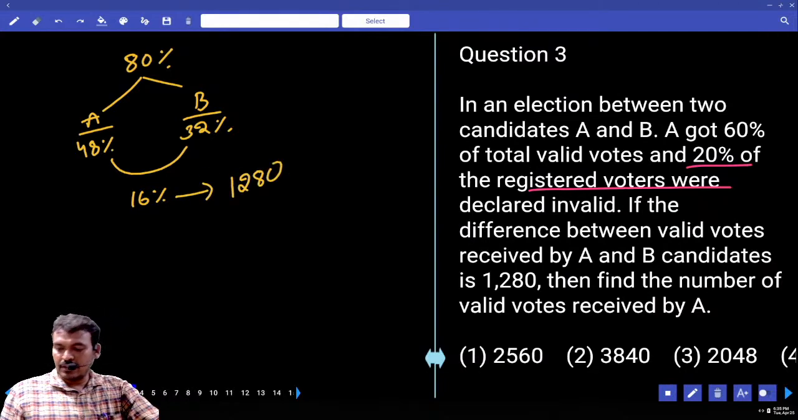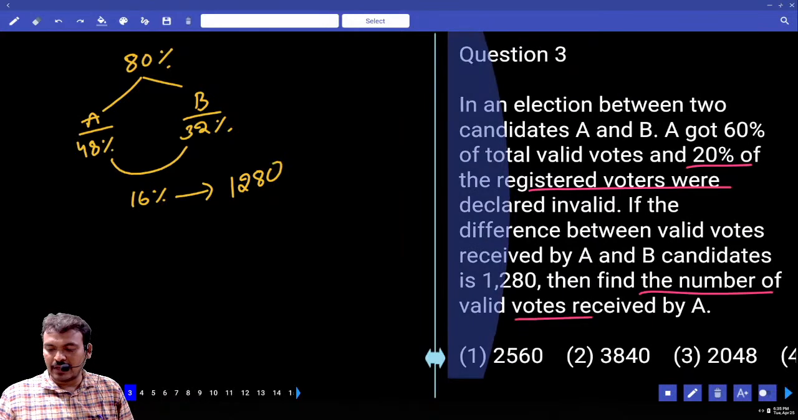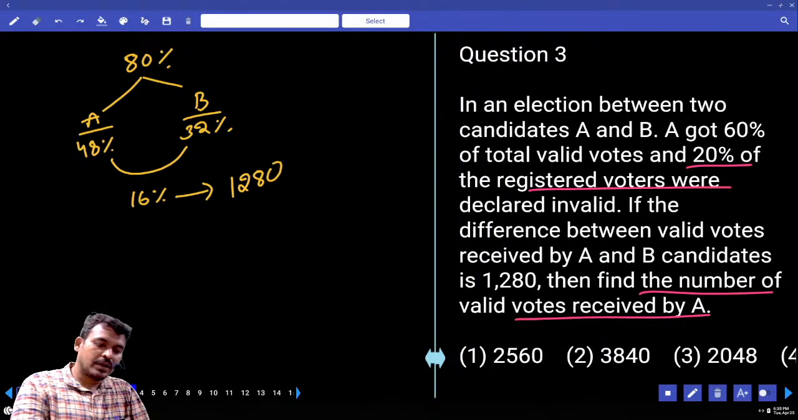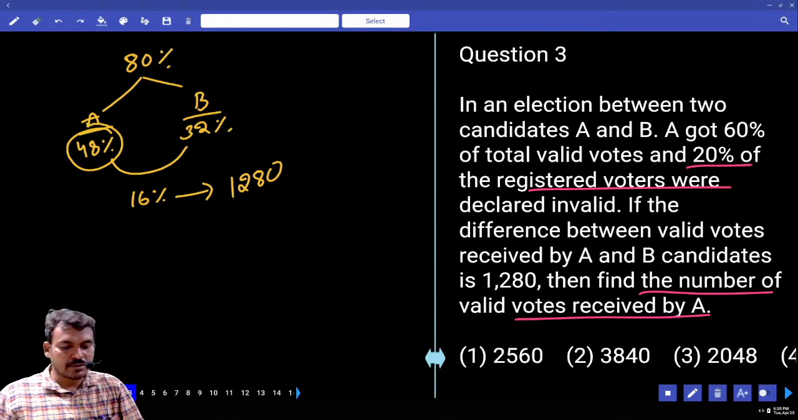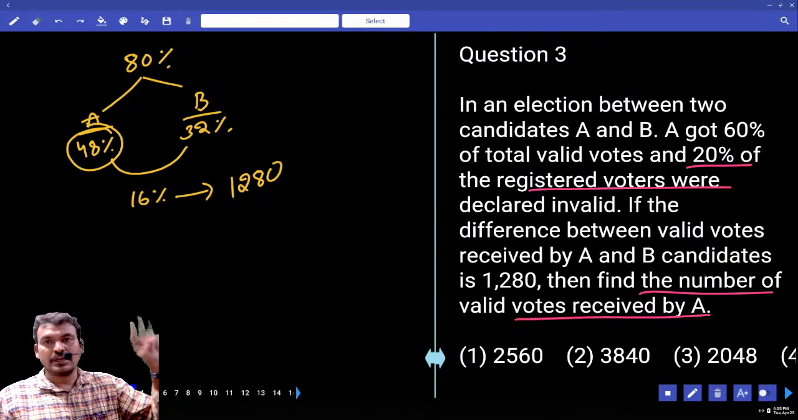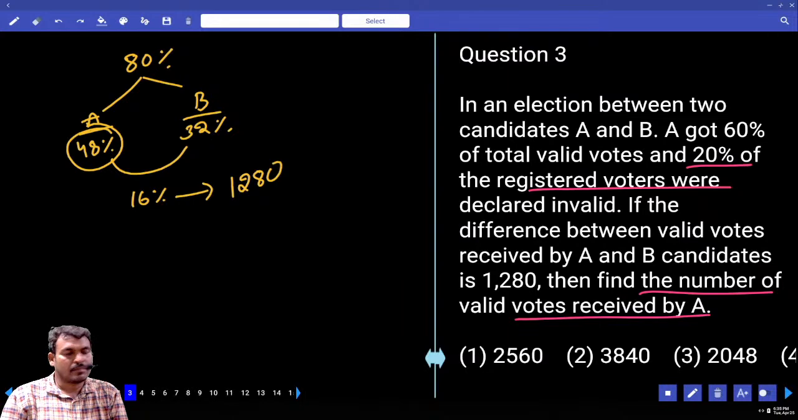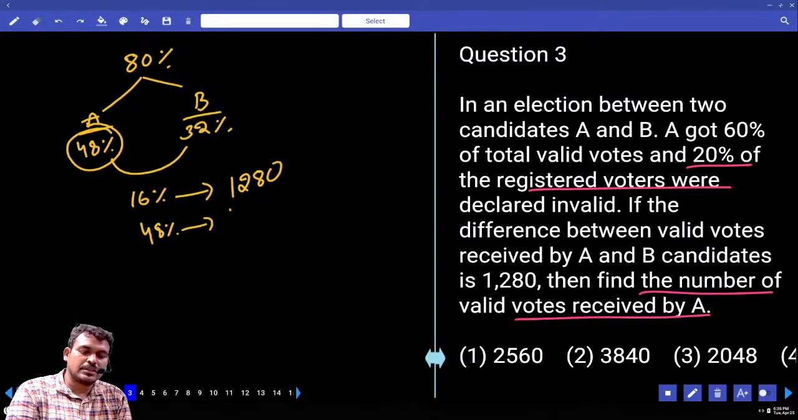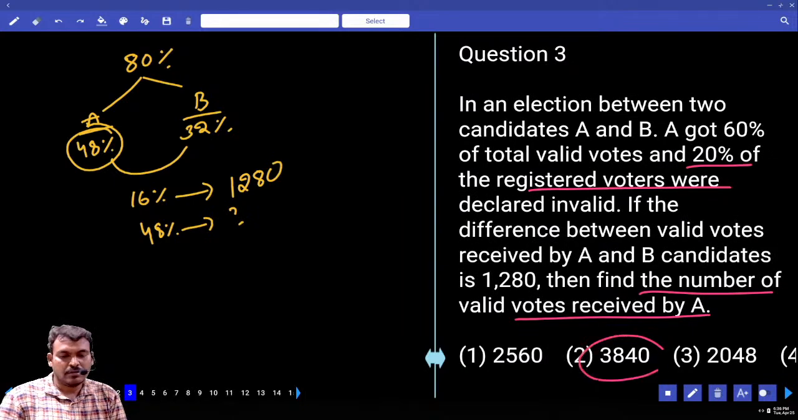1280. What is the question here? Find the number of valid votes received by A. We required how much percent? 48%. How many times do we need? 3 times, or not? What is the answer? We required 48%. How many times we need? 3 times. 3840.